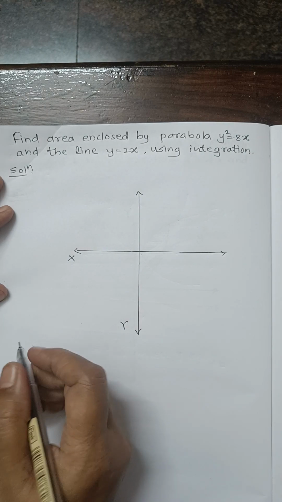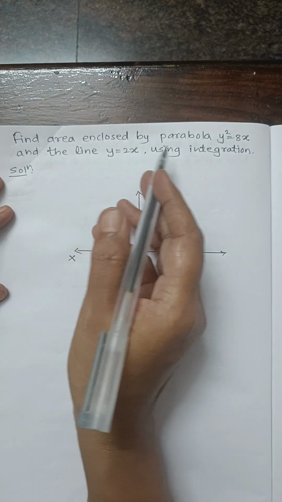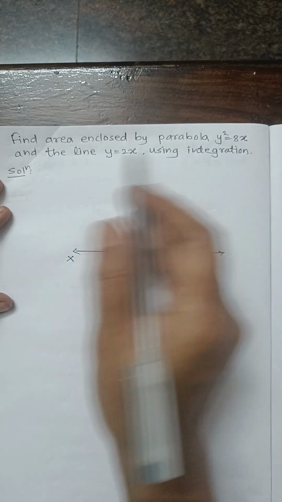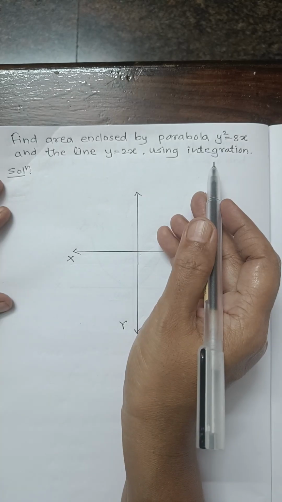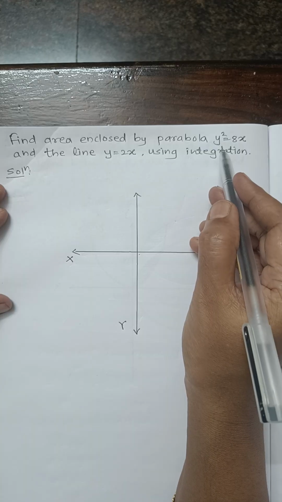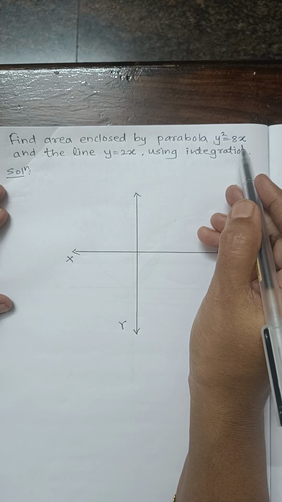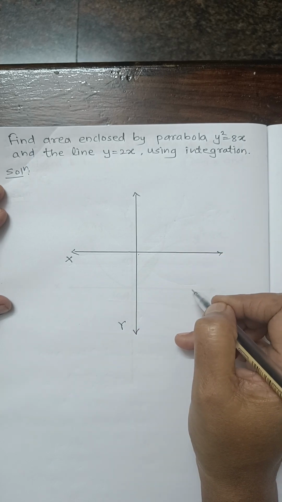Today's question is: find the area enclosed by the parabola y square is equal to 8x and the line y is equal to 2x using integration. Now, y square is equal to 8x is a standard parabola, meaning a parabola with vertex (0, 0), the origin, and opening to the right.